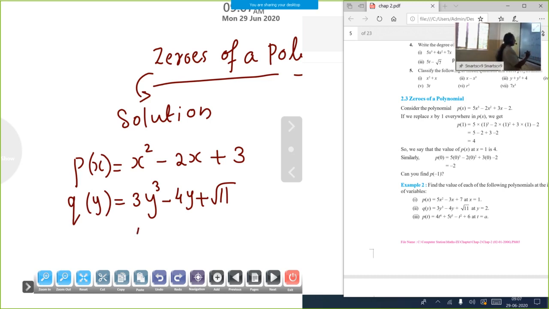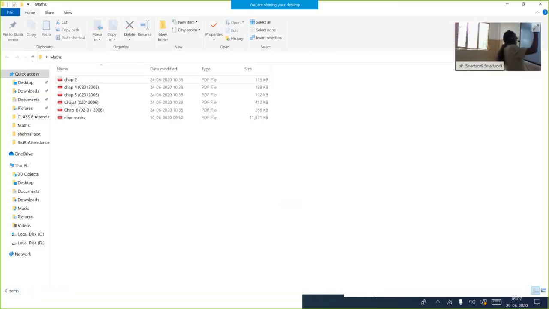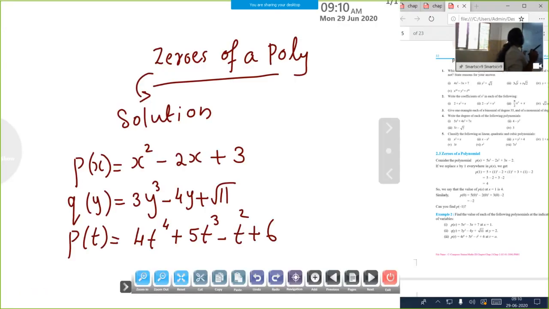Then one more example. If the polynomial is 4t raised to 4 plus 5t cube minus t square plus 6, this is also a polynomial of degree 4. Because the variable is t, we represent it by p of t. We can write q of t also. Any letter we can use, p of t, q of t, or r of t. This way also we can represent that polynomial.